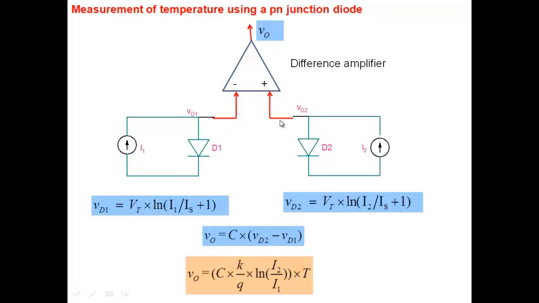Next, to this capacitor, you connect this voltage here. You have switches, and then you connect I2. And then you have V01 and V02, both derived from the same identical diode, and therefore you get V0. So you get rid of the fact that IS is different for different diodes. So maybe you can do that.